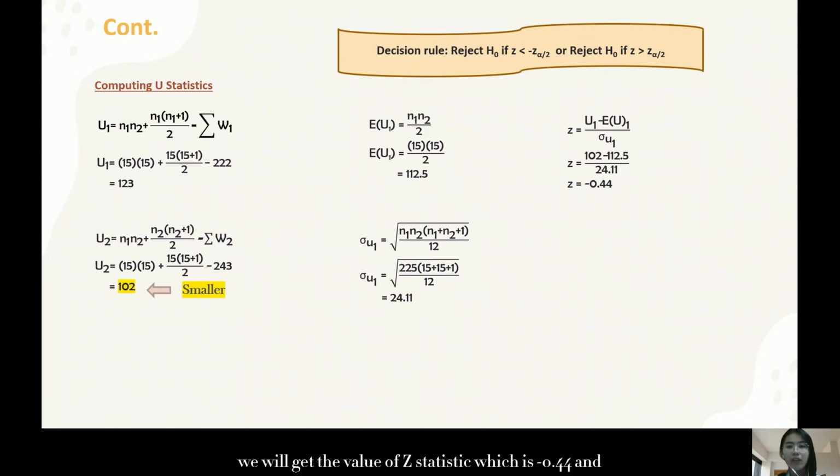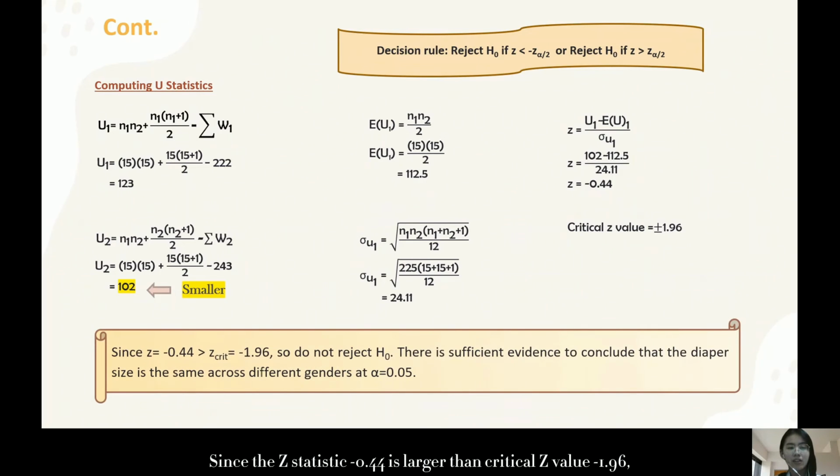At the end, we will get the Z statistic of negative 0.44, and the critical Z value is positive or negative 1.96. Since the Z statistic of negative 0.44 is larger than the critical Z value of negative 1.96, we do not reject the null hypothesis. Thus, there is sufficient evidence to conclude that the table size is the same across different genders of baby at 0.05 level of significance.